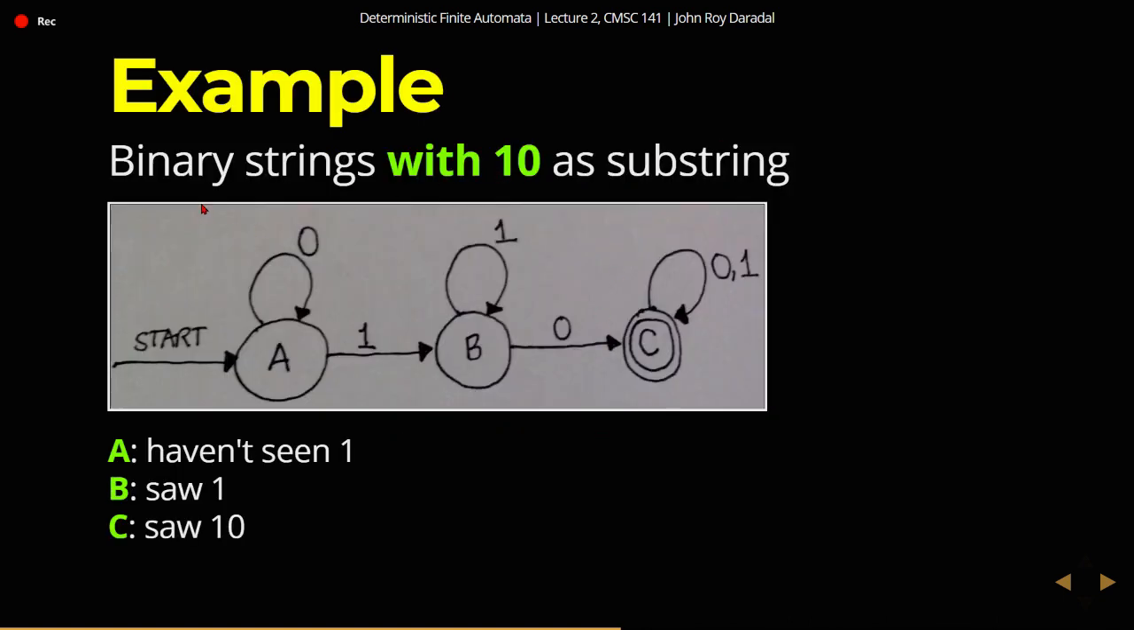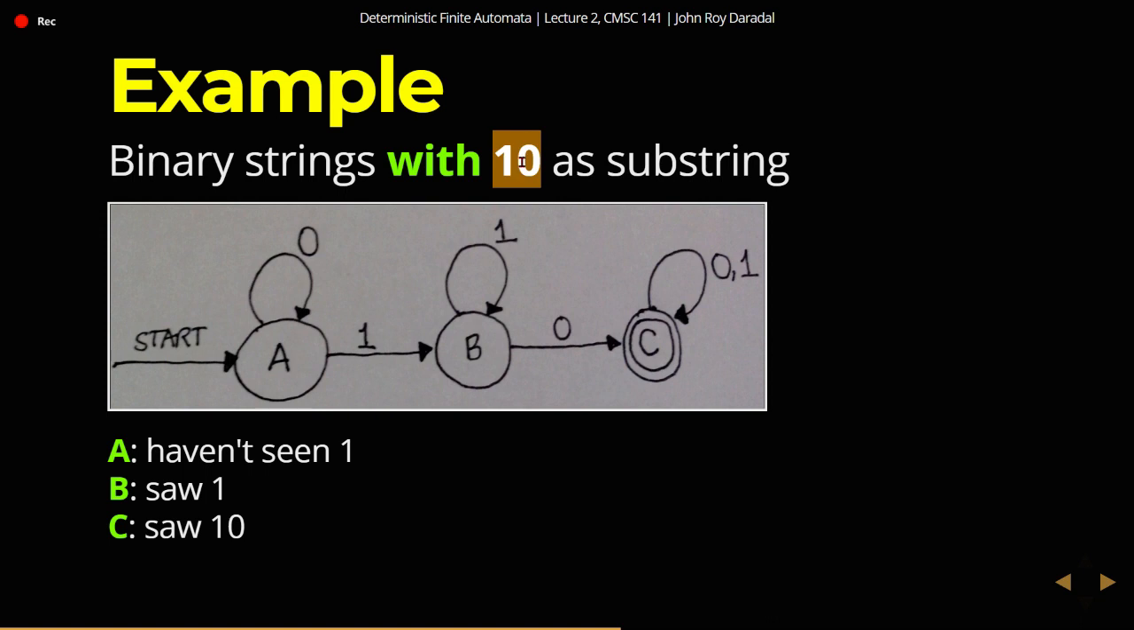The first is the set of binary strings with 1,0 as substring. In this DFA, we have 3 states. At the start, the start state is A, and A is the state where we haven't seen 1 yet. Why are we interested in seeing 1? We want to see if the string has 1,0 as substring. So we want to see 1,0, right? And once we see 1,0, whatever comes after that doesn't really matter, right?